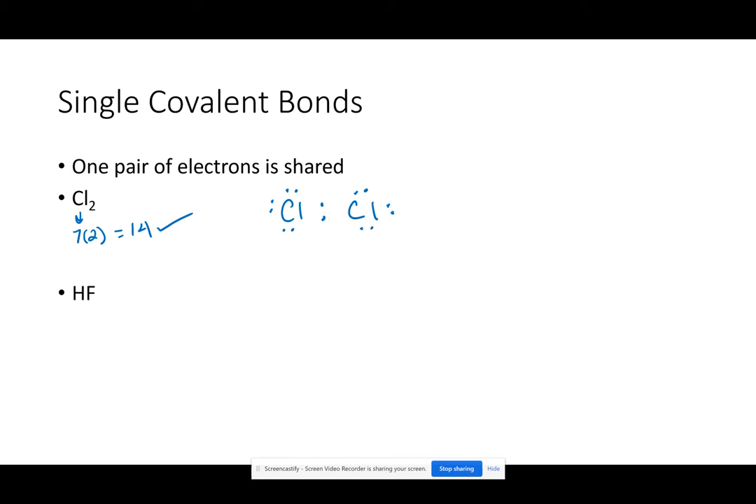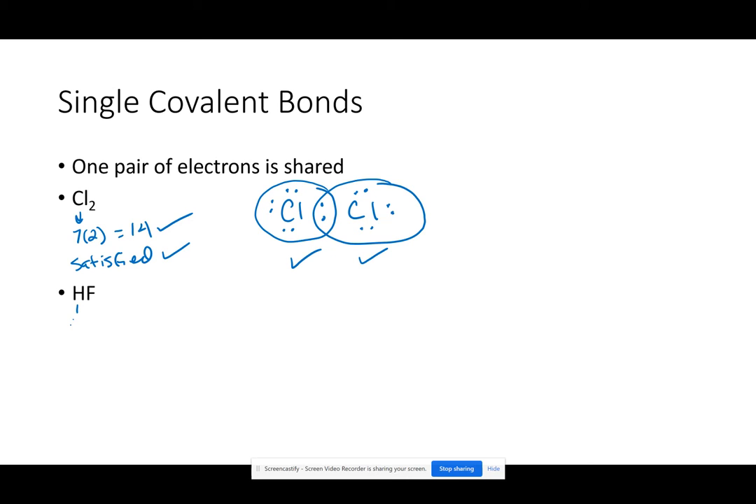The next thing I have to check is, have I satisfied the octet? You may have done this before where you drew circles. I don't usually draw circles because I think it just muddies things up. But the electrons that are in the middle belong to both chlorines. So that first chlorine does have 8 around it. The second chlorine has 8 around it. So they are both satisfied. I've used the correct number of electrons. My Lewis structure is complete.